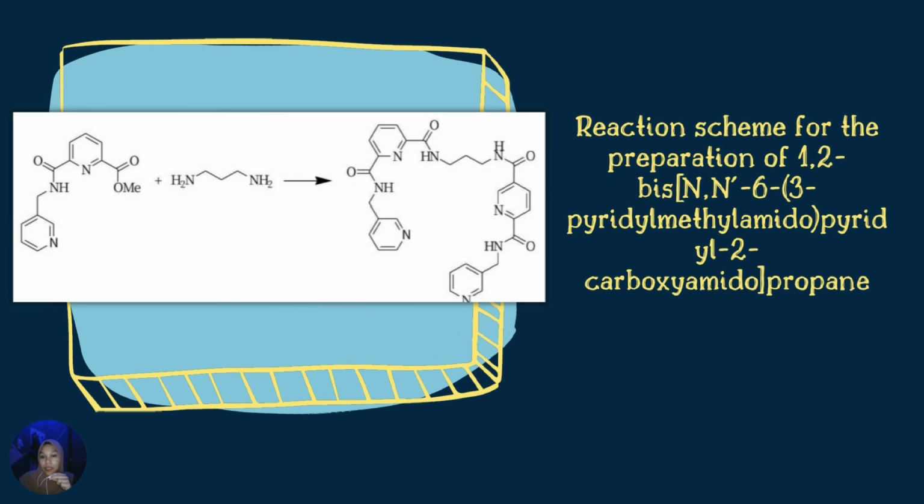Last but not least is expected results. This is the structure of the flexible ligand that I will synthesize. This shows the reaction scheme for the preparation of 1,2-bis(N6-(3-pyridylmethyl)amido-pyridyl-2-carboxyl amido)propane.